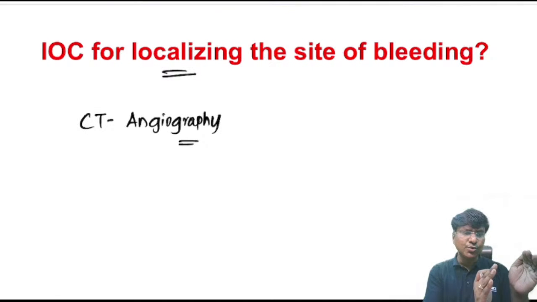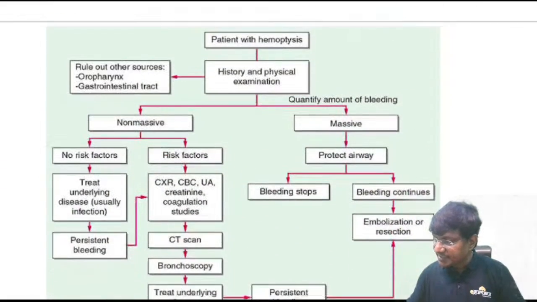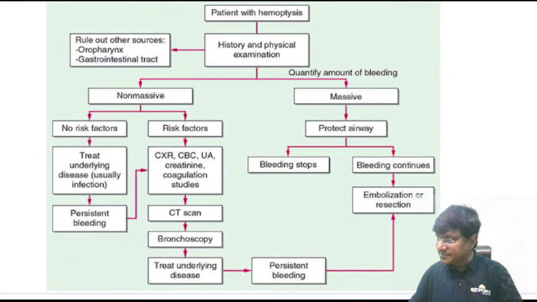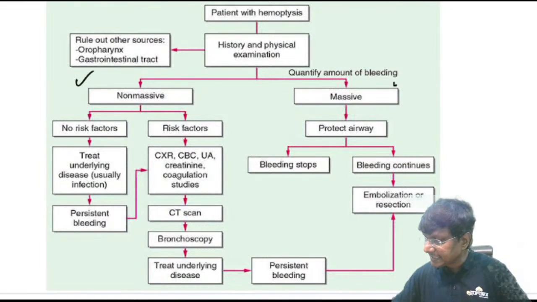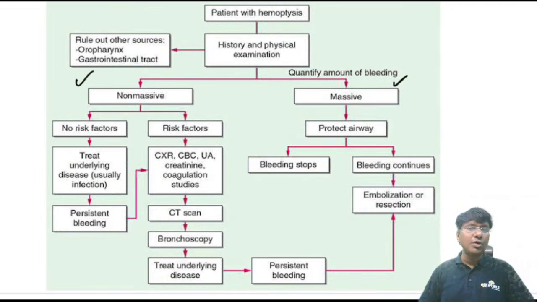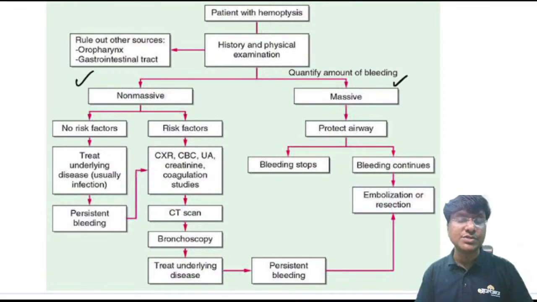Now let me tell you how you will do the workup in a case of massive hemoptysis. This is a table directly taken from Harrison, for a patient with hemoptysis, non-massive and then massive. When will you call it massive hemoptysis? When the amount of blood expectorated is around 400 ml per 24 hours, or if in one time the individual expectorates around 100 to 150 ml, then we call it massive hemoptysis.